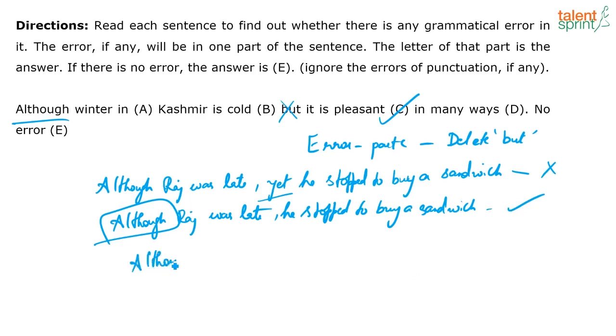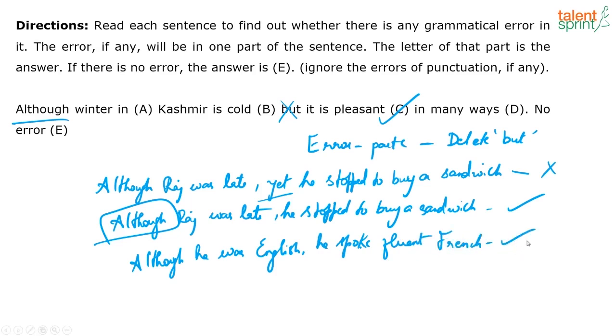Although he was English, he spoke fluent French. Correct. I don't need to introduce yet in the second clause. But another question is, can yet and although come in a sentence together? Yes, it can. You just said it can't come, and now you're saying it can. I'll tell you how it will come. Let me give you an exception.